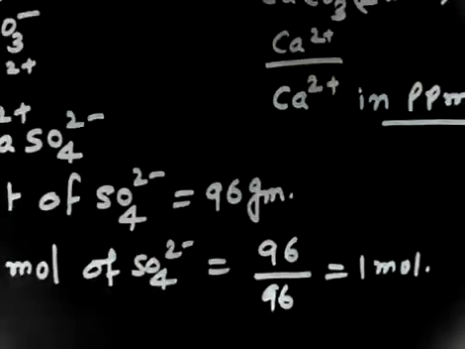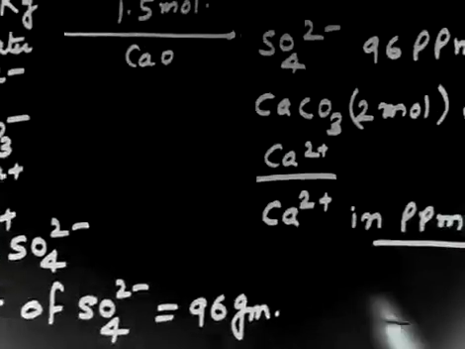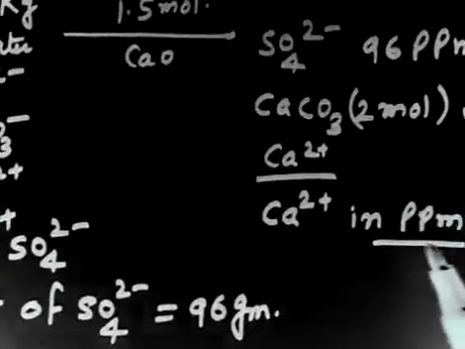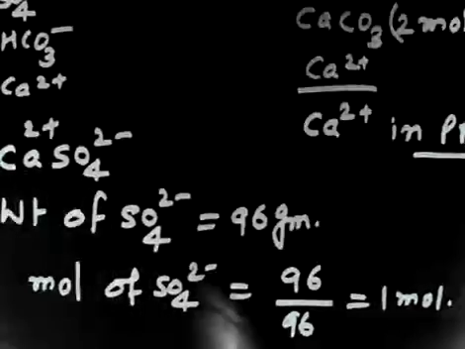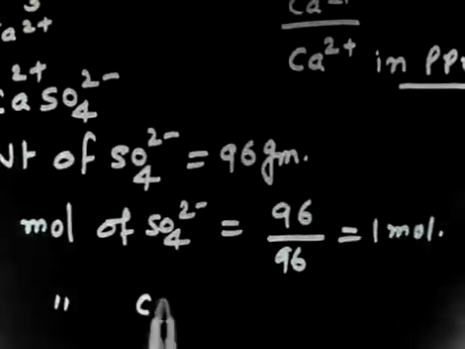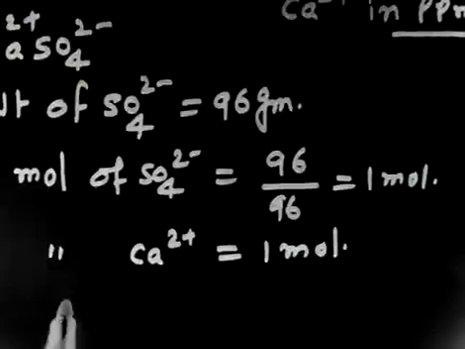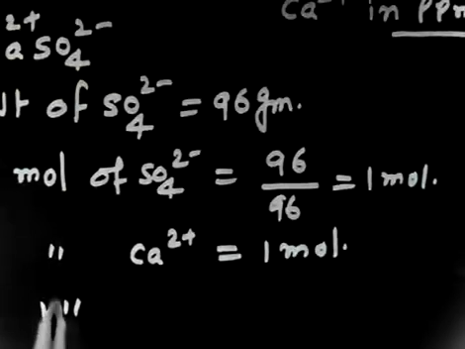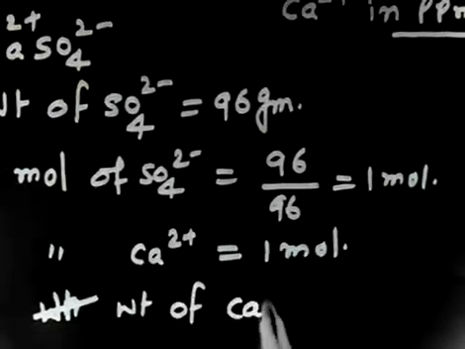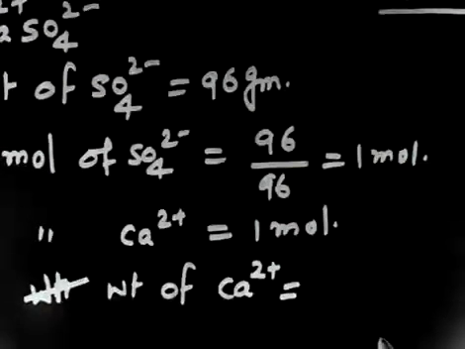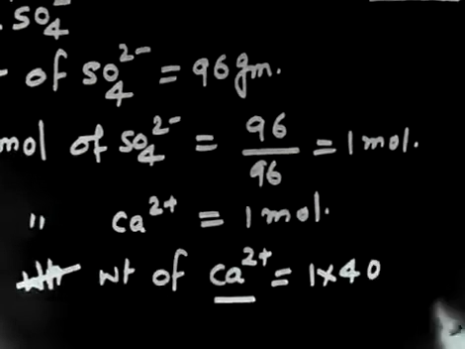Are you getting or not? So you see, residual mole of Ca2 plus. We have to find residual mole of Ca2 plus in ppm. So Ca2 plus will be 1 mole, because the mole of SO4 2 minus is the mole of Ca2 plus. So mole of Ca2 plus is again 1 mole. And now I can find the weight of Ca2 plus. So weight of Ca2 plus will be equal to this into molecular weight. Molecular weight of Ca2 plus is 40. So 1 into 40, that is 40 gram we will have.